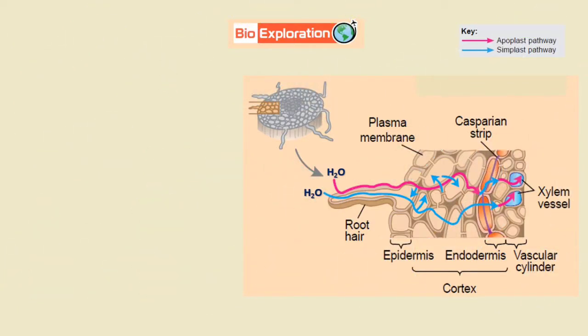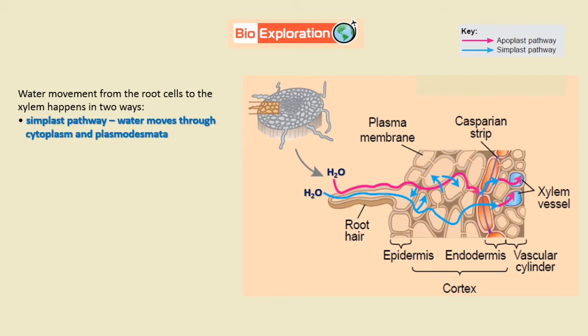So this is how the water moves in the root hair and epidermis, endodermis, and into the xylem vessel. Water movement from the root cell to the xylem happens in two ways. First, the symplast pathway. Water moves through the cytoplasm and plasmodesmata.